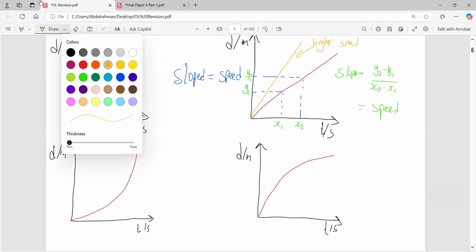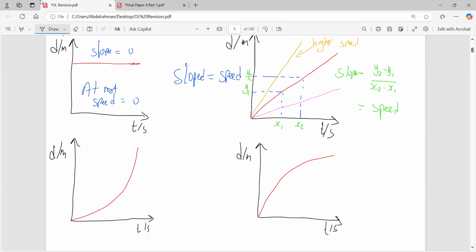If you have a lesser slope, let's draw, for example, as the slope decreases, the speed decreases. As the slope increases, the speed increases. Okay, nice, easy. What about these two other graphs?